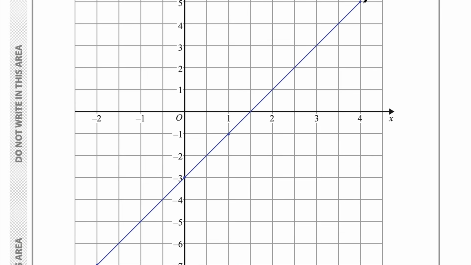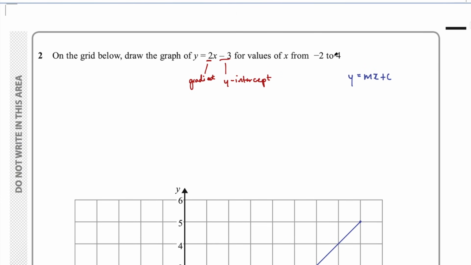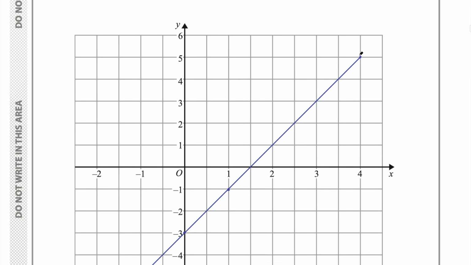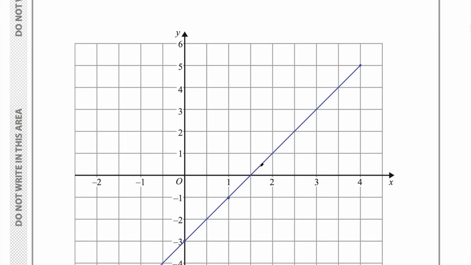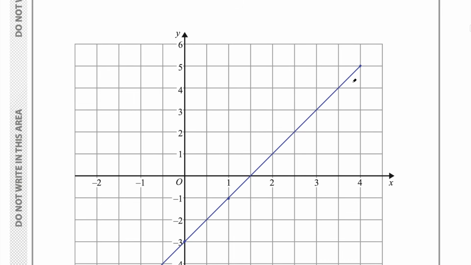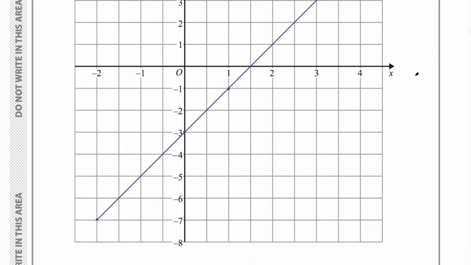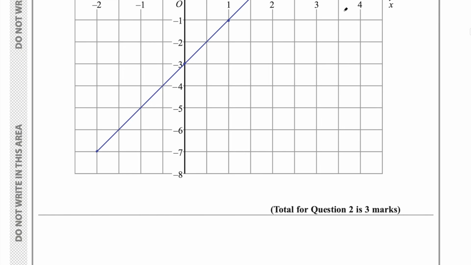Now, do not extend it past those points if they tell you that it is between negative 2 and 4. It needs to stop at 4 and stop at negative 2. As long as you do all of that, then you'll get 4 marks for that question. So this is a graph of 2x take 3. And that was question 2 for 3 marks.